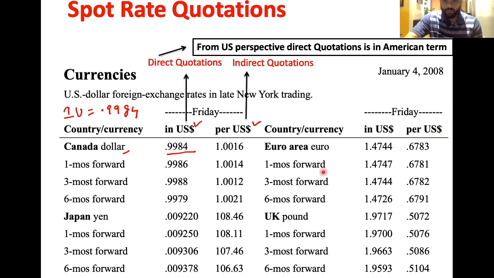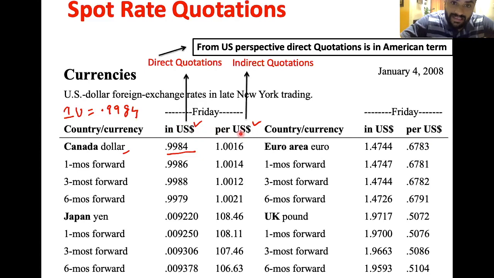And this is again forward markets, 1 month, 3 months, 6 months. And here are your pounds. The value of $1 equals 1.97 pounds, right? And the value of 1 pound equals 0.5072 dollars, right? So this is basically quotations, right? Now, this is direct quotation, indirect quotation.